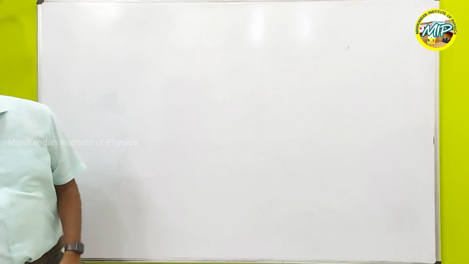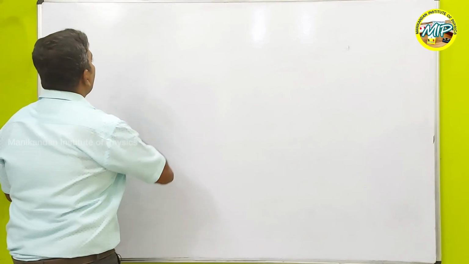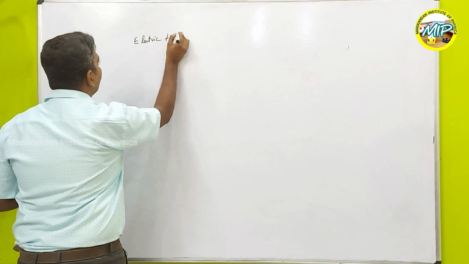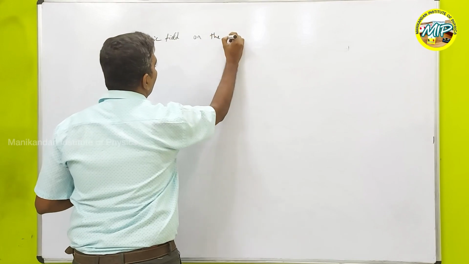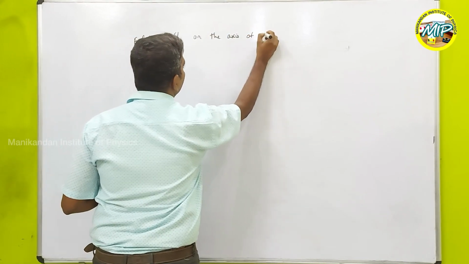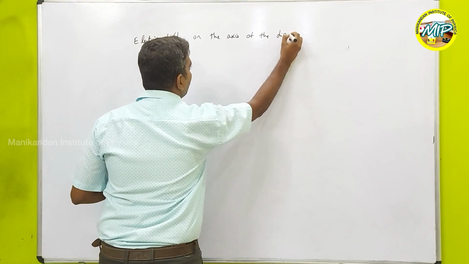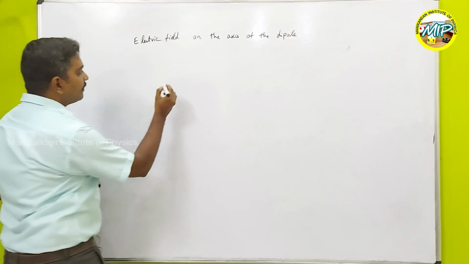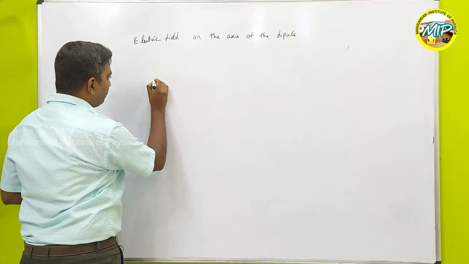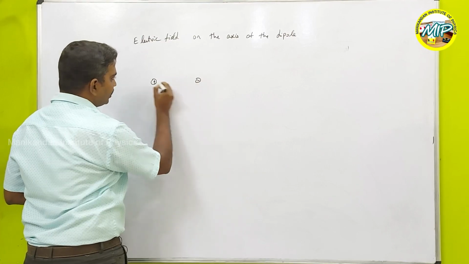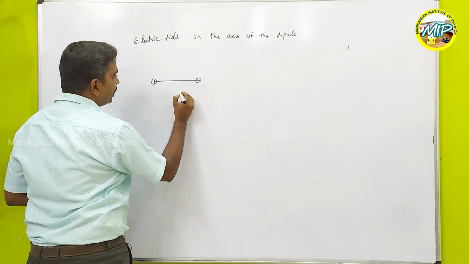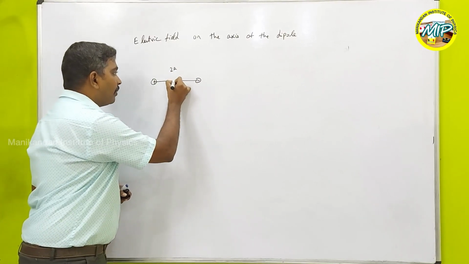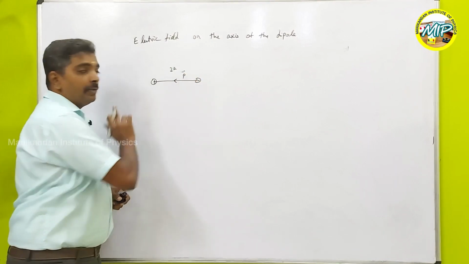So first I am going to start with the electric field on the axis of the dipole. This is my positive charge here. I have a negative charge here. The separation between them is going to be 2a. Okay. So my dipole moment is always from negative to positive, right?